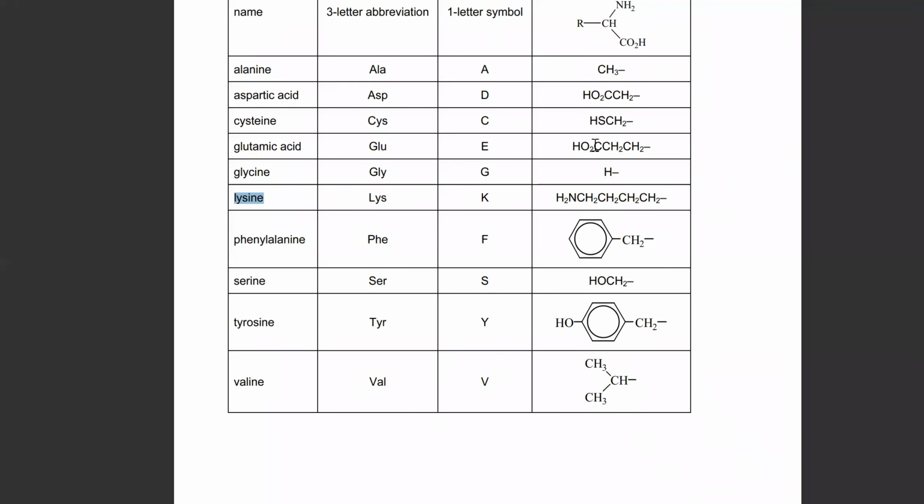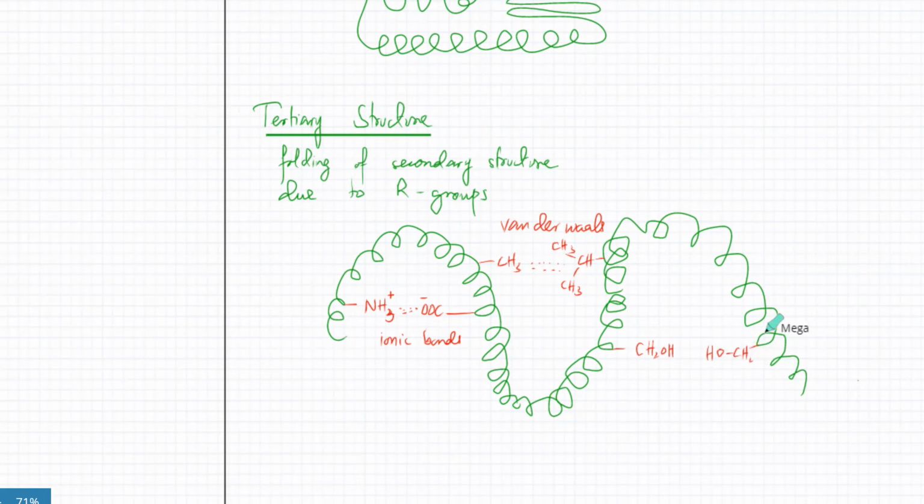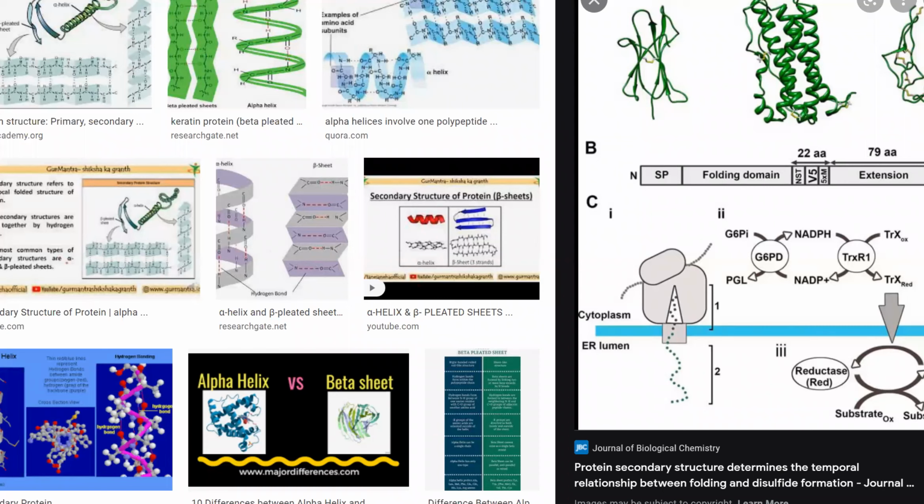You can see that there's a carboxylic acid in the R group. In serine, it's got an alcohol as well. So they might form esters as well. They might form hydrogen bonds. Like if there are two OH groups, then they can get together to form hydrogen bonds with each other. So the R groups are going to be interacting with each other.